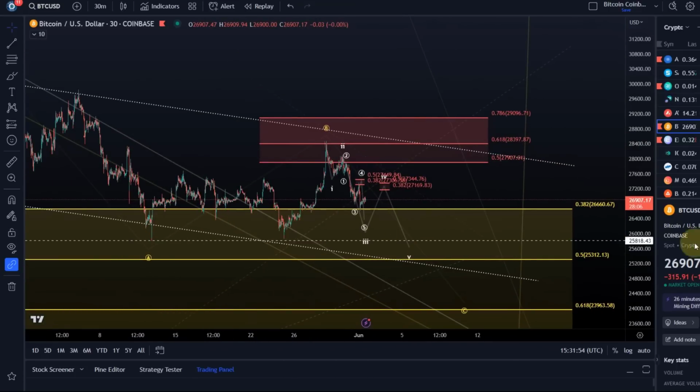Major support is still around 25,820 here, the low of the 12th of May, and just above that the low of the 25th of May. Okay, that's my update about Bitcoin.